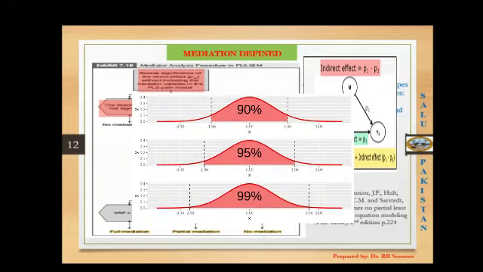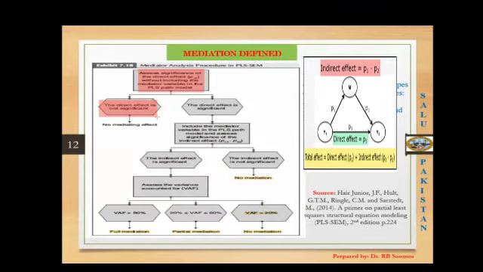There are three confidence intervals: 90%, 95%, and 99%. Most of the time, people in the social sciences use 95%. It is a confidence interval. If the relationship between the independent variable and the mediator is not significant at the 95% confidence interval, then no mediation is possible. If the value is more than 95%, then it's significant. Then include the mediator variable in the PLS path model and assess the significance of the indirect effect.